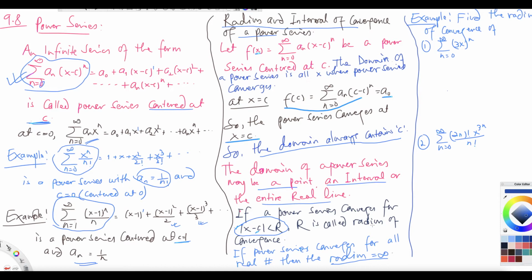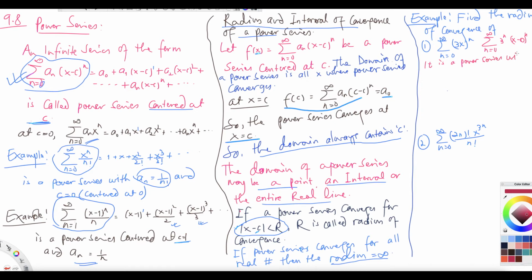Okay, let us look at example number 1. It says find the radius of convergence of this power series. Do you see what kind of power series this is? Is this a power series first? So this is a power series because you can write this as the summation from n equals 0 to infinity of 3 to the n times (x minus c) to the n, where c is 0. So you can write this like this, right? So it is a power series.